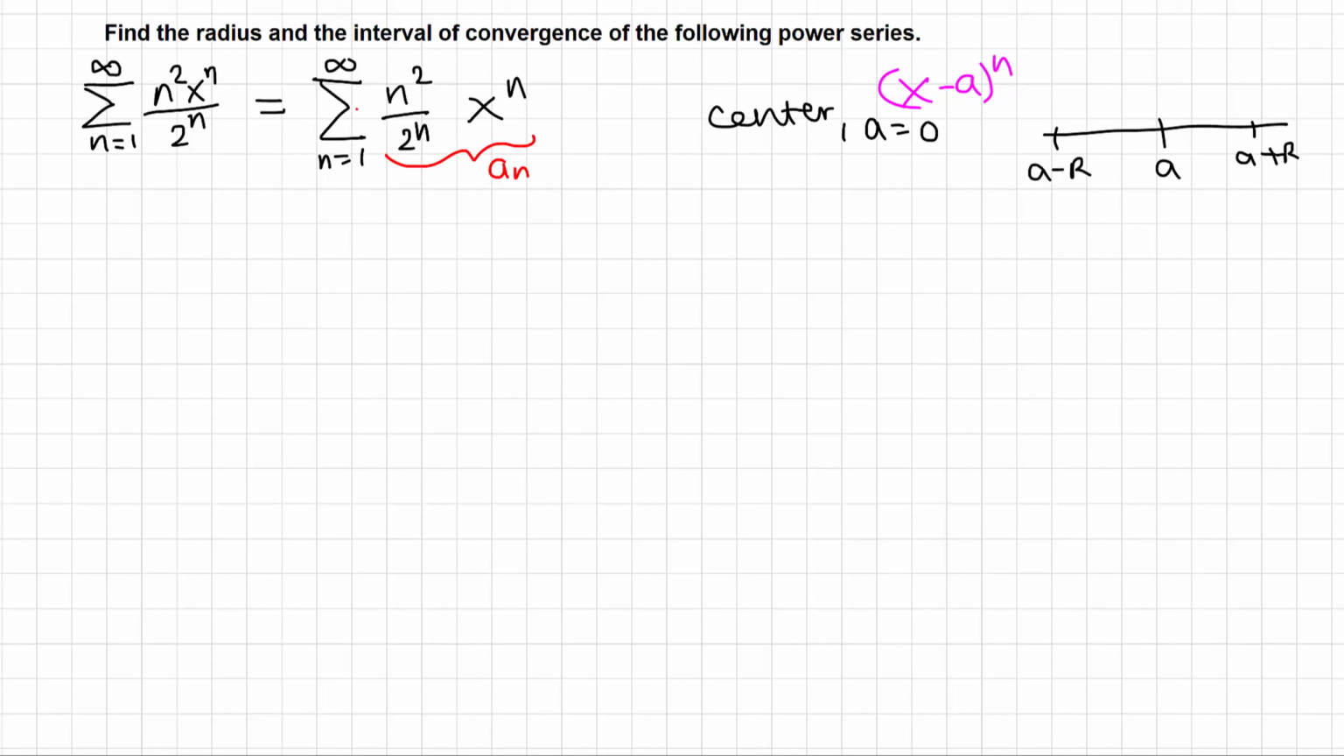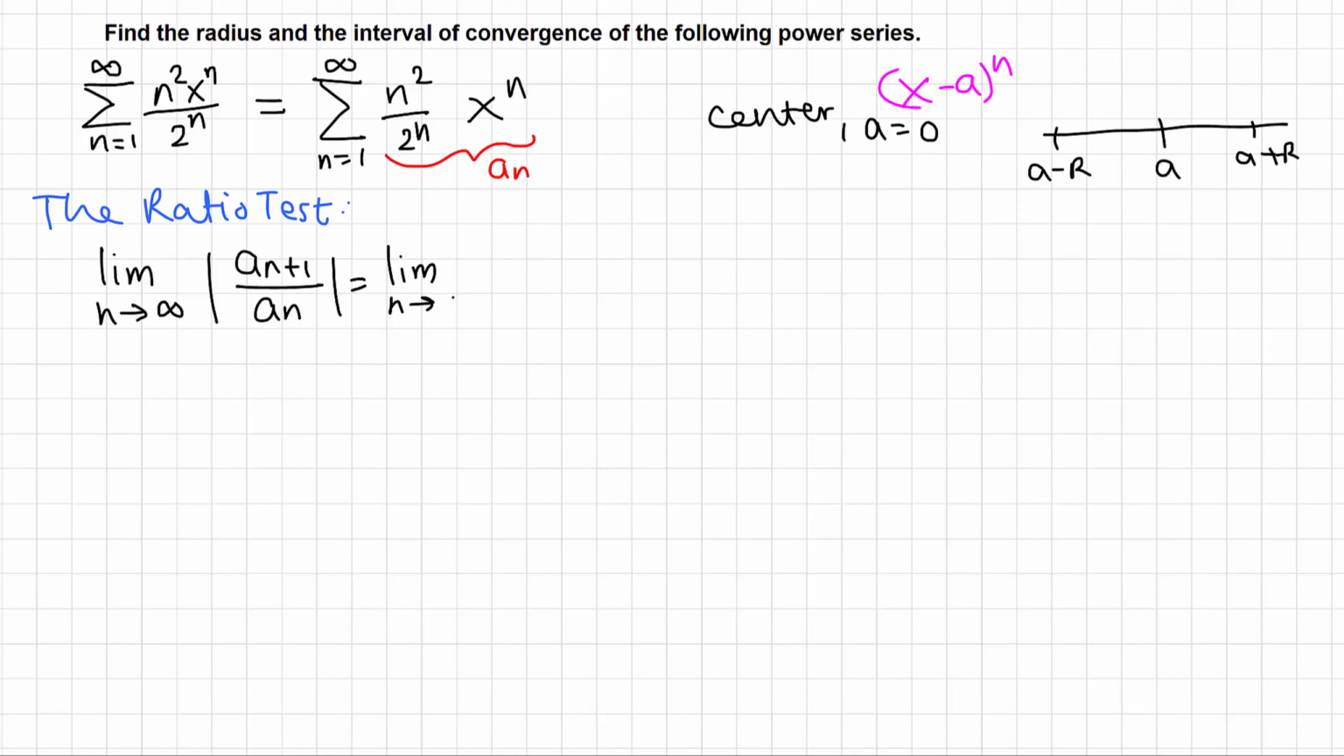Anyways, to find the radius, we consider everything as a_n. That's the general notation. Now we use the ratio test, and from the ratio test, the series converges if the limit is less than 1. So we write the limit as n approaches infinity of the absolute value of a_(n+1) over a_n. In this case, a_n is the whole thing.